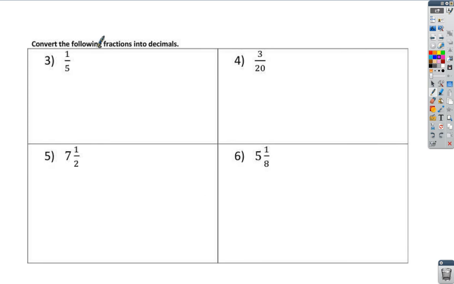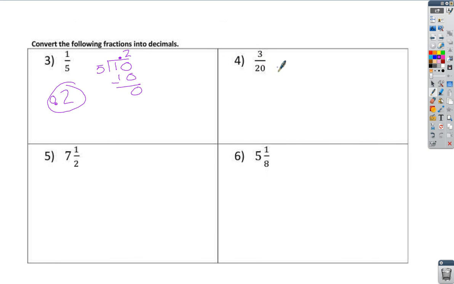Okay, so now we're converting the following fractions into decimals. So we need to do 1 over 5 into a decimal. Well, we need a long divide. So our numerator goes underneath, denominator's on the outside. 5 can't go into 1, so we need to have a decimal. We'll add in a 0. 5 times 2 gets you to 10, so 10 minus 10 is 0, and our decimal is just 0.20.